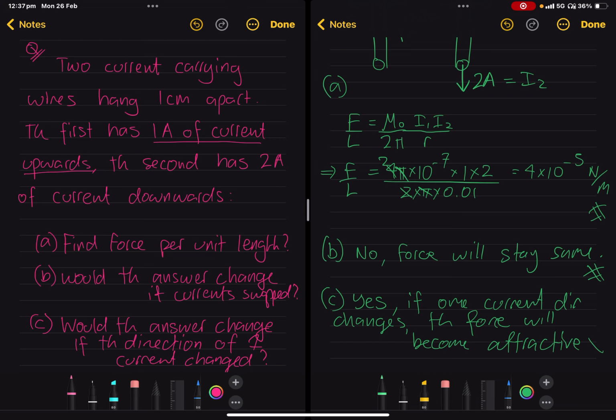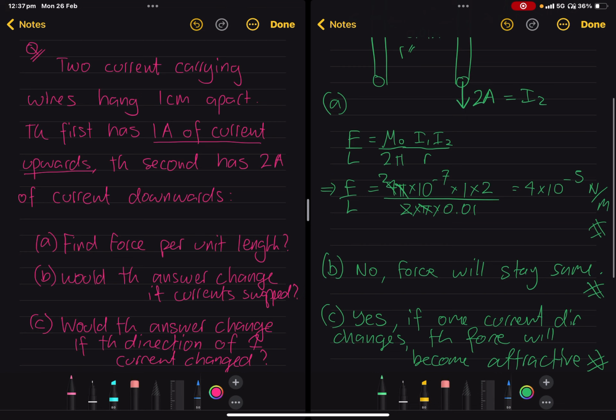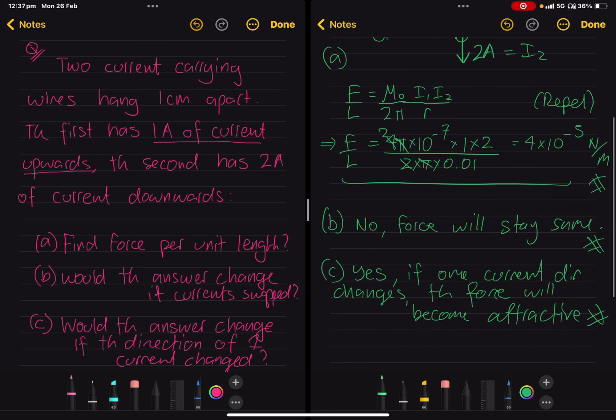as opposed to repulsive. So this force here, this is a force of 4 times 10 to the minus 5 newtons, and it is a repulsive force. It is repelling the two. If we change the direction of just one of them, it will turn it into an attractive force. It will then attract the two cables.